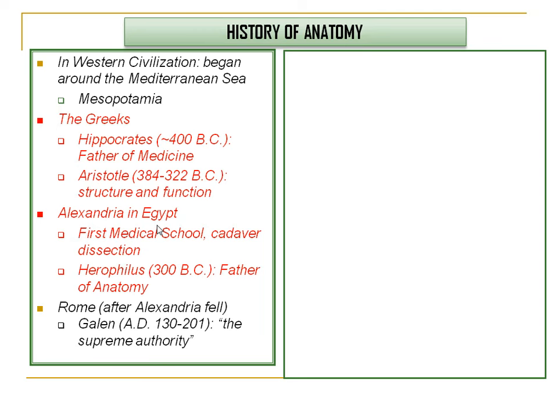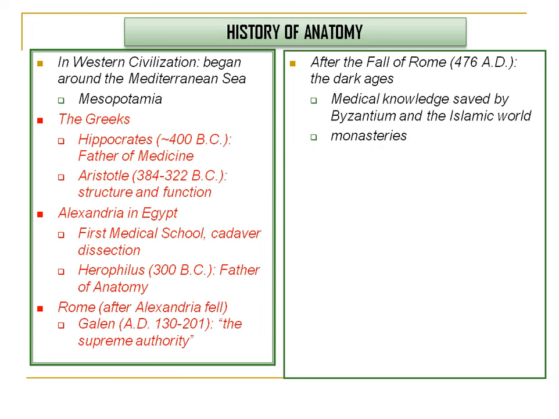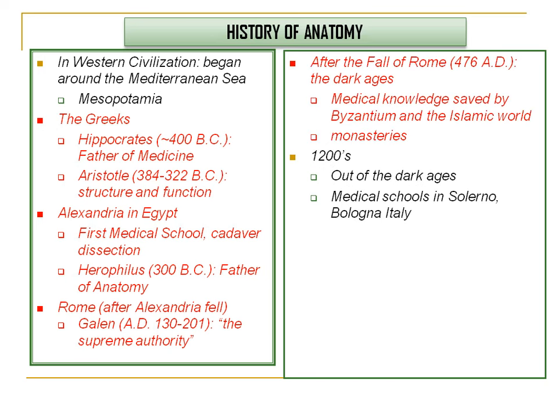And after the fall of Alexandria, there arose an era of Rome where Galen acted as a supreme authority in anatomy. He propounded a large amount of information regarding anatomy. And after the fall of Rome, there was a dark age in the history of anatomy, and the medical knowledge was saved by the Islamic world, the Byzantium, and the monasteries. Then came the age out of the dark, and a medical school was established in Bologna, Italy.